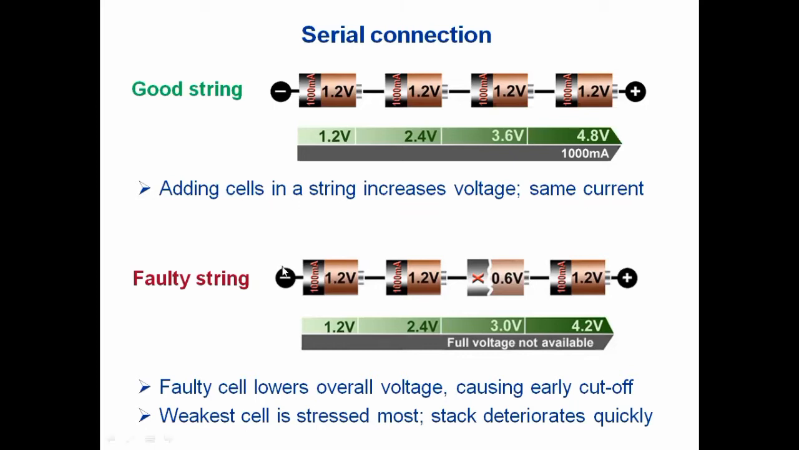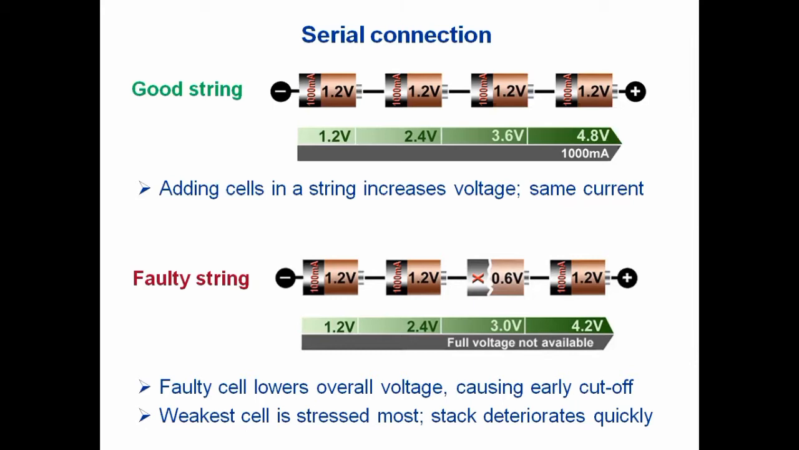Suppose a faulty string. Fault testing means connecting any one additional battery of different voltage rating. Here we have 0.6 volt connected in series with the 1.2 volt cells. Here we cannot get the full voltage available, because to maintain the same current rating we can only increase the voltage levels. Having 0.6 volt, the full voltage is not available here. So it is called a faulty string.